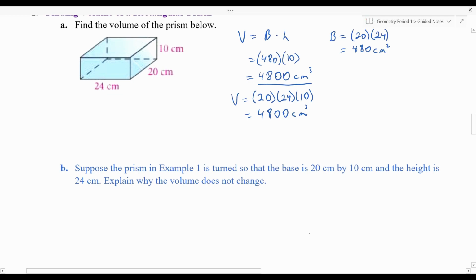All right, so we know that we're dealing with volume still. Volume, again, is the area of the base times height. And I'm just going to substitute here all the numbers that I need, and you'll see what happens. So we have the area of the base is going to be 20 times 10. And then the height is now 24.